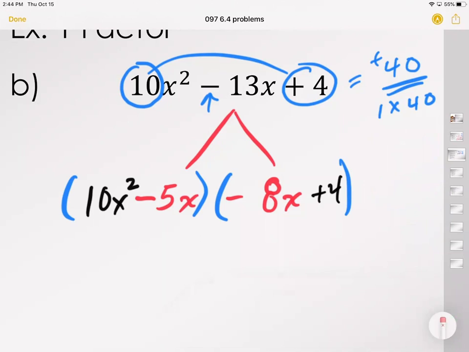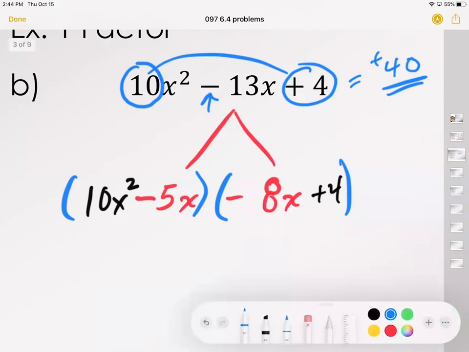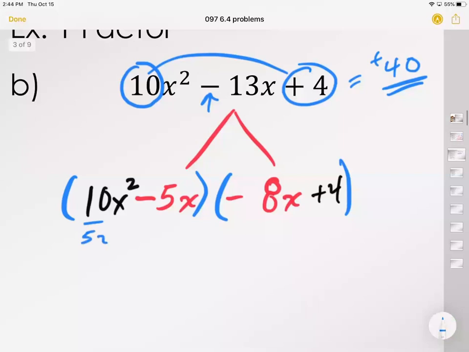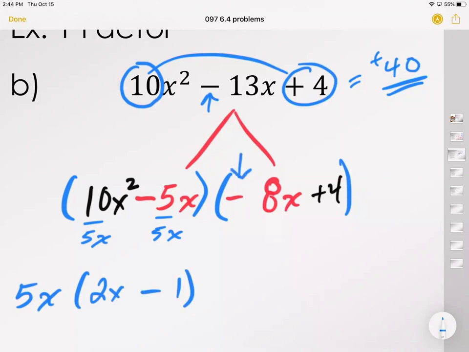Let me erase all of this here. And again, all we need to do from here is factor out what they have in common. What do they have in common in the first group? Hopefully you say that the common item is the 5x. So I took out the 5, I took out an x to give me 2x minus 1. And if you remember, because we include a negative, I need to factor out a negative. And in this case, I need to factor out a negative 4.